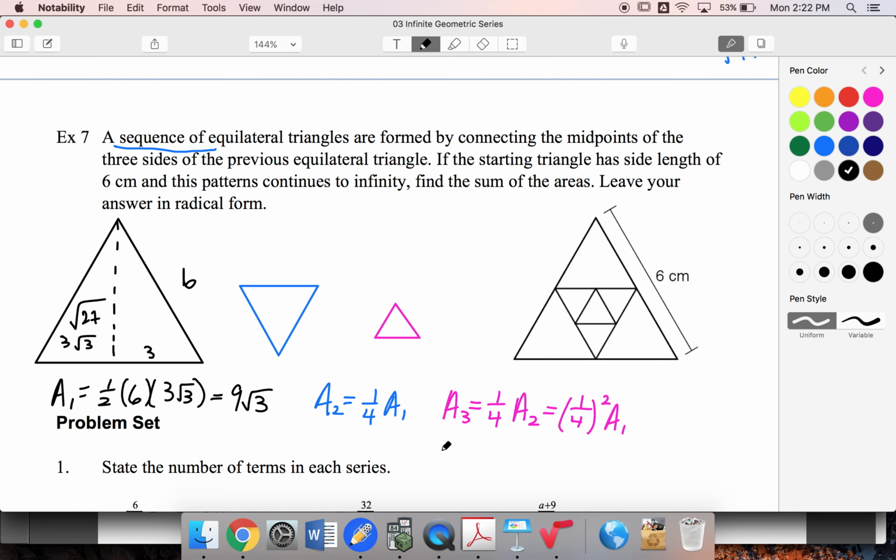I can see that I have formed a geometric sequence, where my U1 is area 1, my R value is 1/4, and since my R value has an absolute value that's less than 1, I can find the sum to infinity. That's going to be the first term divided by 1 minus R, so 1 minus 1/4 is 3/4. That's going to give me 12 root 3 as my total area.